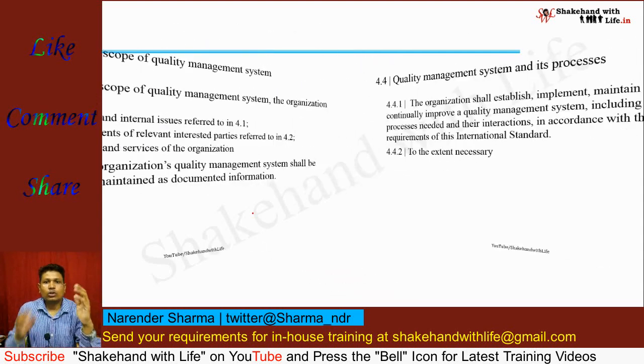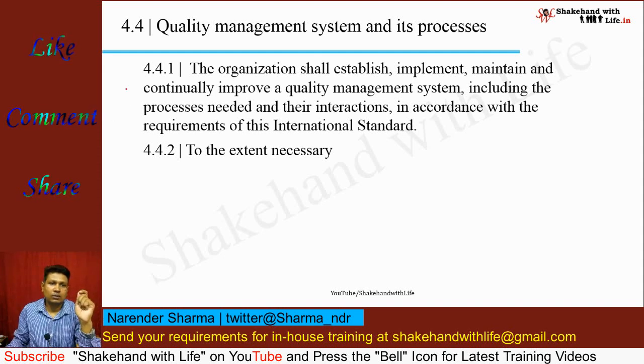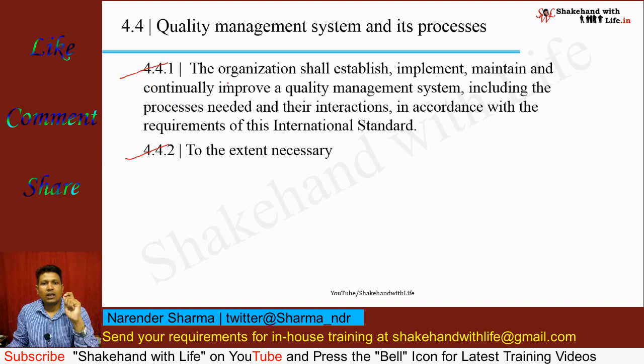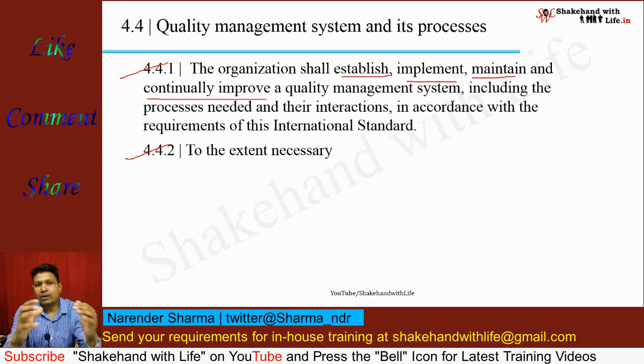Now come to clause number 4.4. It is about the quality management system and its processes. This clause is further subdivided into two subclauses, 4.4.1 and 4.4.2. 4.4.1 says the organization shall establish, implement, maintain, and continually improve a quality management system, and this includes the processes needed and their interactions in accordance with the requirements of this international standard.